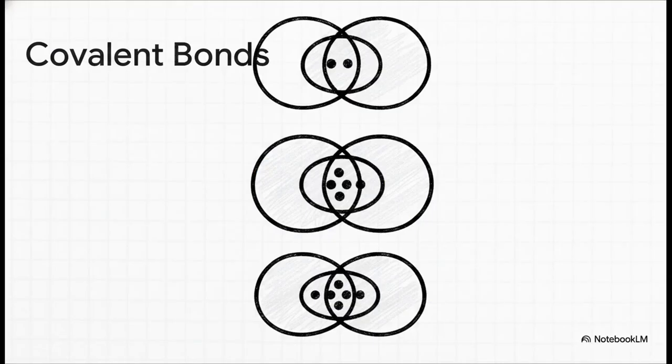And when these nonmetals decide to share, they don't have to stop at just one pair. If they share one single pair of electrons, that's a single covalent bond, like you see in a hydrogen molecule. But if they're really hungry for stability, they might share 2 pairs, creating a double bond, like the oxygen we're breathing right now. And they can even go all out and share 3 pairs to form a super strong triple bond, like in nitrogen gas.